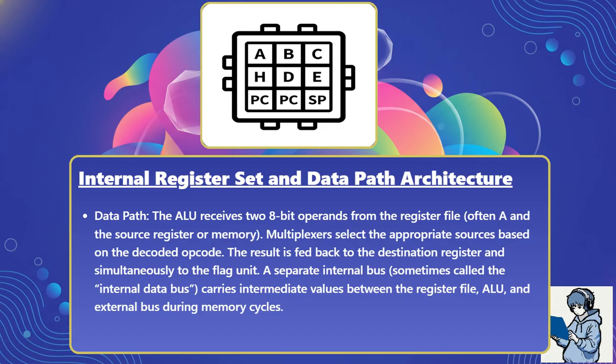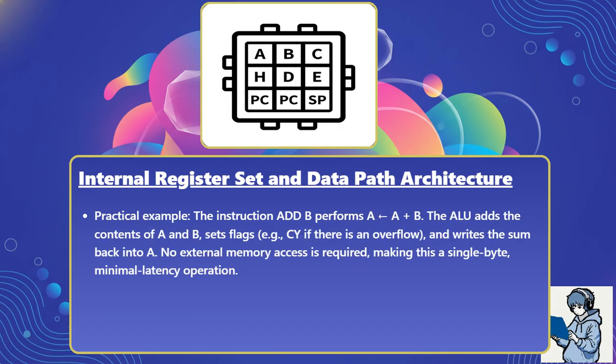A separate internal bus, sometimes called the internal data bus, carries intermediate values between the register file, ALU, and the external bus during memory cycles. Practical example: the instruction ADD B performs A gets A plus B. The ALU adds the contents of A and B, sets flags, for example carry if there is an overflow, and writes the sum back into A. No external memory access is required, making this a single byte minimal latency operation.